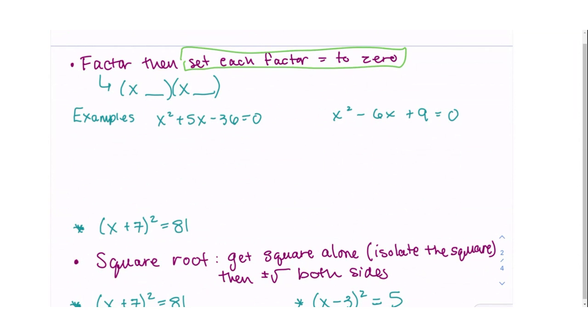So let's just see in the chat. Can you guys see what the two factors are of this problem right here, where we have this x squared plus 5x subtract 36? What would that factor into be? Can you see it? Do you remember how to factor? Any of you that are here in the class?